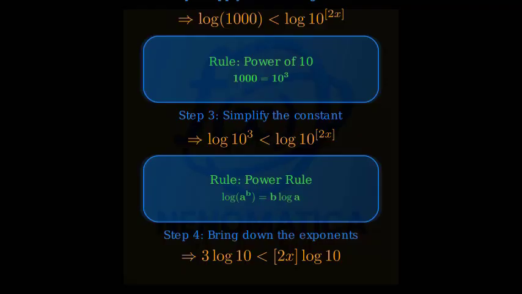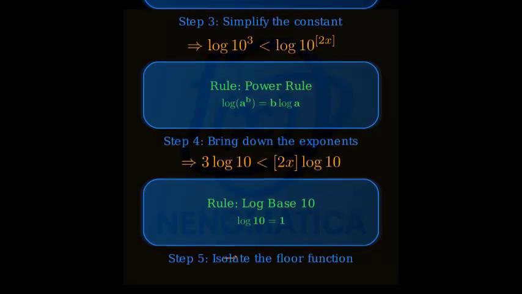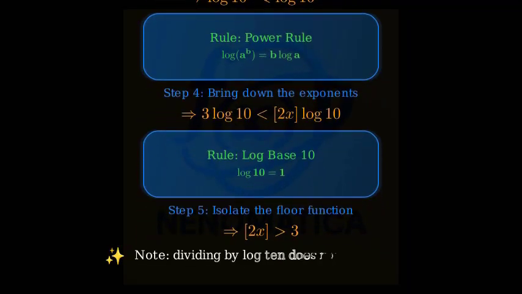Step 5. Since log of 10 equals 1, we can divide both sides by log 10 to isolate the floor of 2x. Show the fact that log of 10 equals 1. Display the step title. Then show floor of 2x is greater than 3.